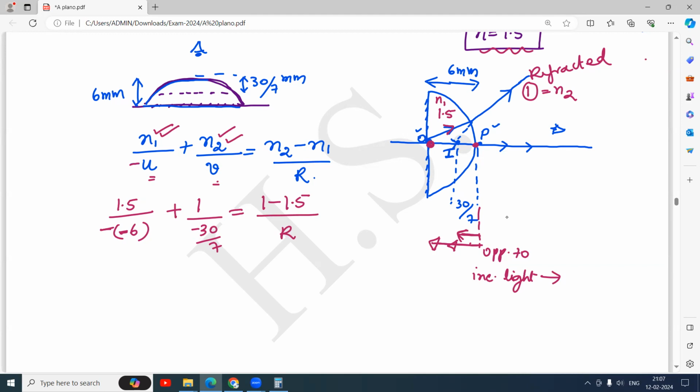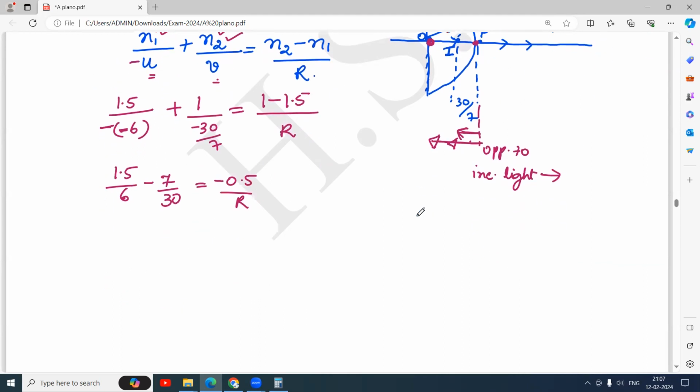So this will be 1.5 by 6, because minus of minus is plus, minus 7 by 30. 7 comes to the numerator, is equal to minus 0.5 by r. Now I will multiply and divide by 2 wherever I have fractions. 1.5 by 6 is, with 2 multiplication and 2 division, 4 times. 4 times minus 7 by 30 is equal to, I can multiply here by 2 and divide by 2. So that becomes minus 1 by 2r.